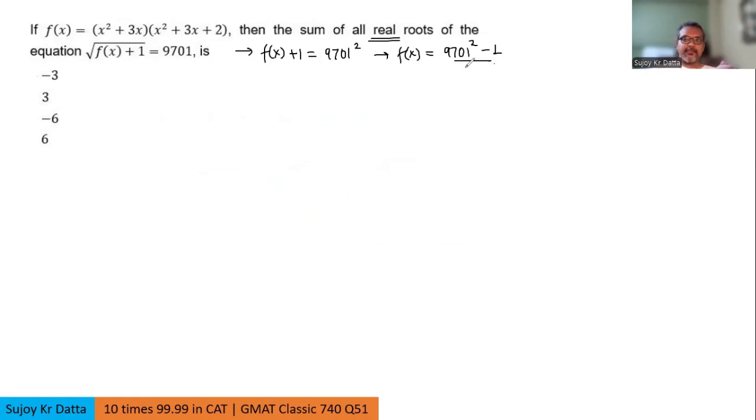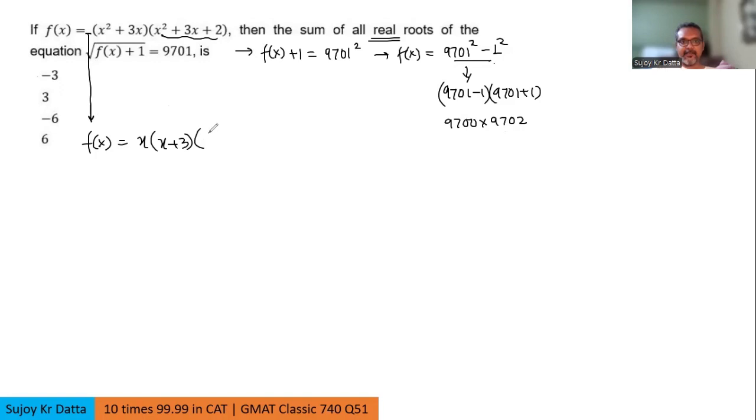Let's keep this. This one we can factorize first of all, 9701. So this is a squared minus b squared. So 9701 minus 1 times 9701 plus 1. So that would give us 9700 times 9702. Let's keep it this side and let's focus on this. What is f(x) actually? If I can factorize further, x squared plus 3x gets factorized as x times x plus 3. And this gets factorized as x plus 1 times x plus 2. So if you look at this, it's x, x plus 1, x plus 2, x plus 3.